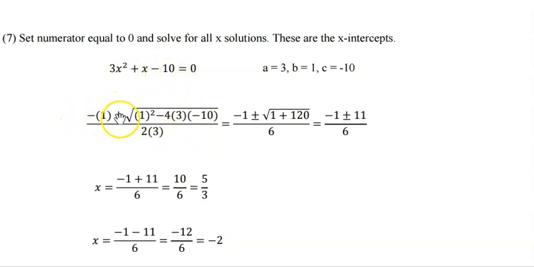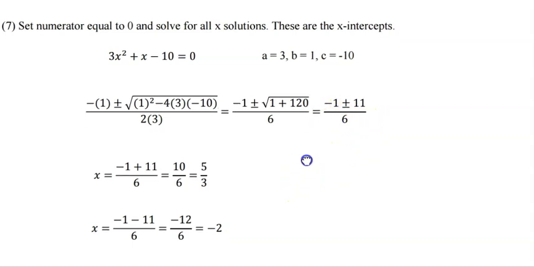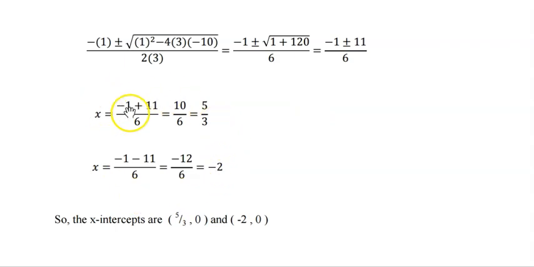So I'm going to use the quadratic formula. I'm going to do negative b plus or minus the square root of b squared minus 4 times a times c, all over 2a. And so I wind up with negative 1 plus or minus the square root of 1 plus 120 over 6. 1 plus 120 is 121, and the square root of 121 is 11. And so this now becomes negative 1 plus or minus 11 over 6. Now we're going to split it up into the two solutions, negative 1 plus 11 and negative 1 minus 11. So here are the two solutions.